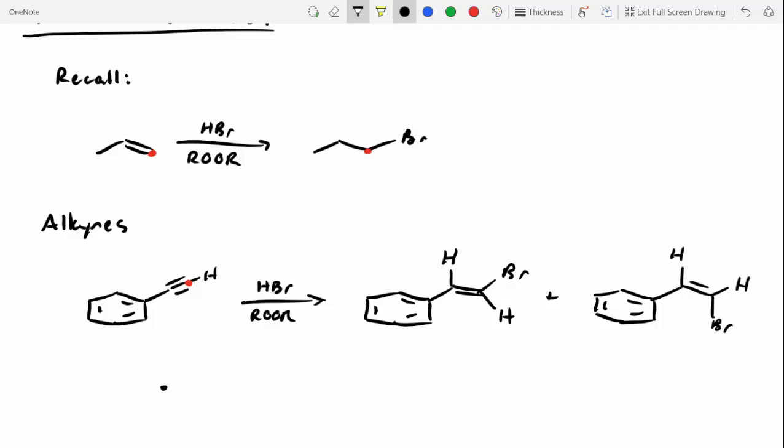Again, this goes through a radical mechanism, and we're going to cover that mechanism in chapter 11 in more detail. What do you think happens if we do this in excess? Yeah, you would again do another anti-Markovnikov addition reaction.